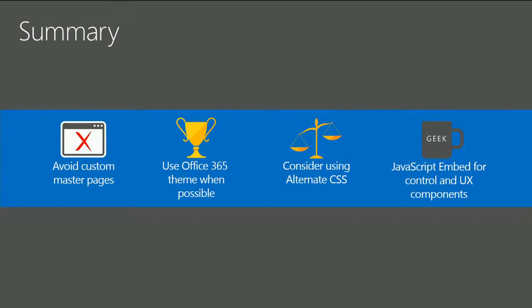Use Office 365 themes when possible. That's really cheap. You go to a browser and we may set that in the Office 365 admin UI and you're good to go. The alternate CSS is a better option than a custom master page, because then you're actually modifying the rendering rather than losing the out-of-the-box master page innovations which we are introducing all the time. And then the final functionality we showed was the JavaScript embed, lighting up UX functionalities and navigational elements within the site in a nice way as well. So you don't have to always write a custom master page to come up with these things.